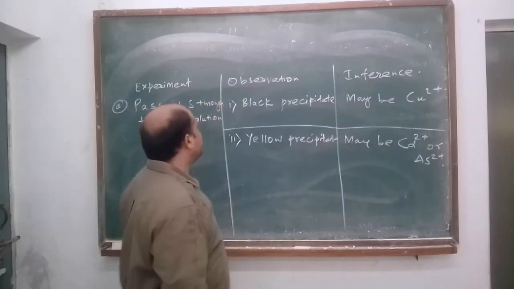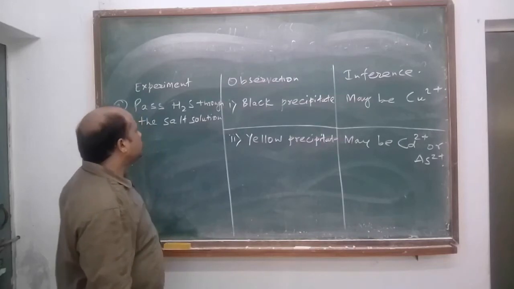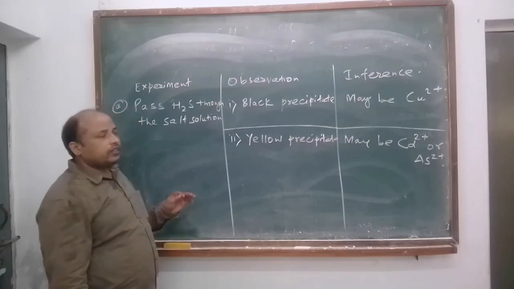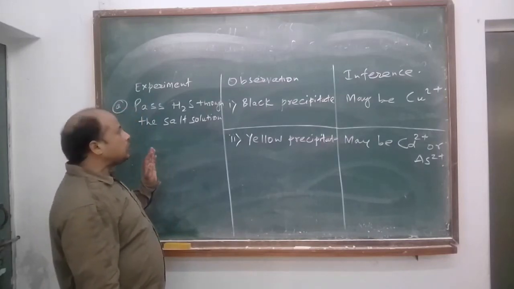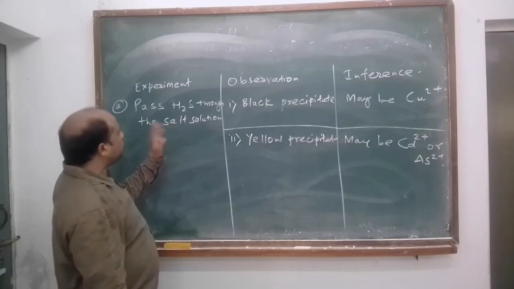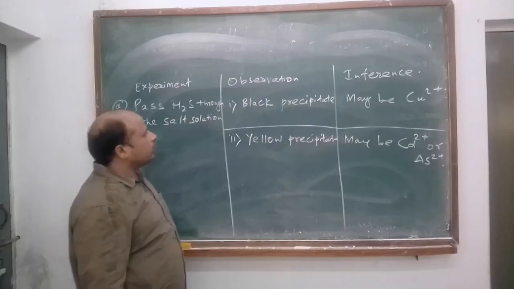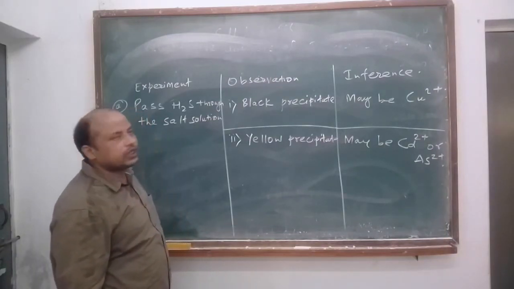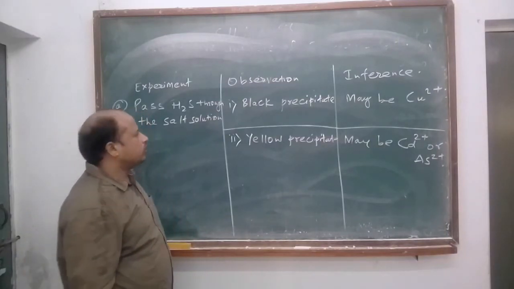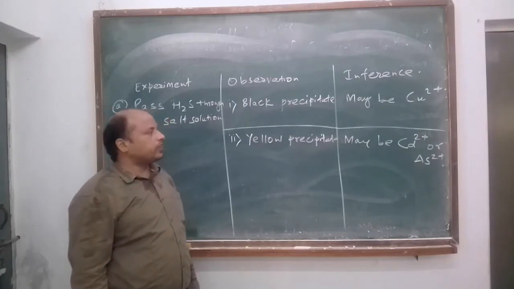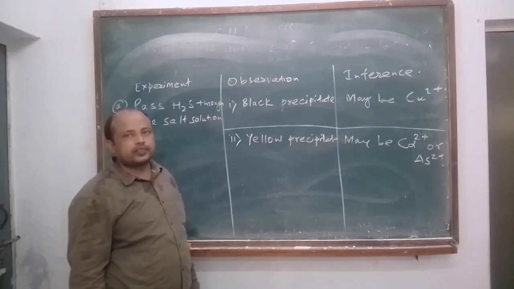Now student, what we have to do? We have to pass the acidic solution, that is H2S, through the salt solution. If you pass H2S through the salt solution, then if it produces a black precipitate, it may be a copper salt. If a yellow precipitate is formed, it may be cadmium or arsenic.